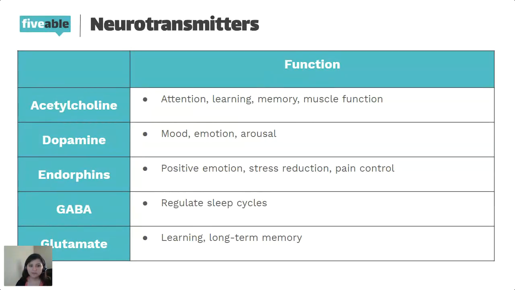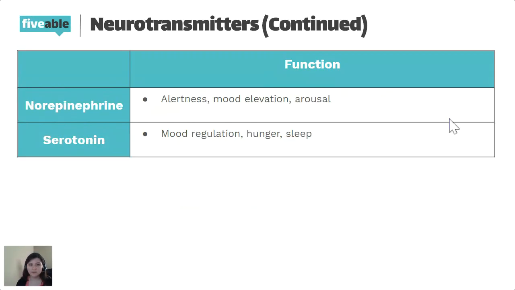GABA, which is kind of a complex one. GABA and glutamate go together. But GABA is great for regulating your sleep cycles, and glutamate is great for learning and long-term memory. That's not all, though, because there's norepinephrine, which is great for your alertness, your mood elevation, your arousal. Then there's serotonin, which is great for mood regulation, hunger, and sleep. A lot of these functions overlap, but it's still great to understand all the key areas that they affect.